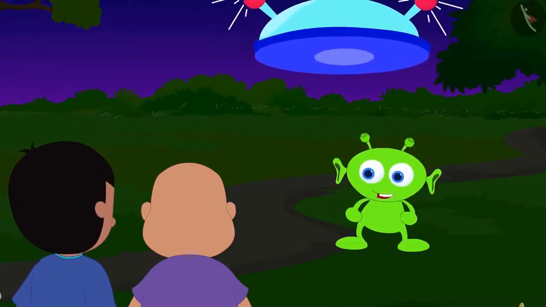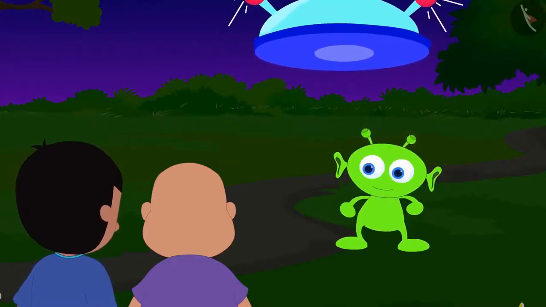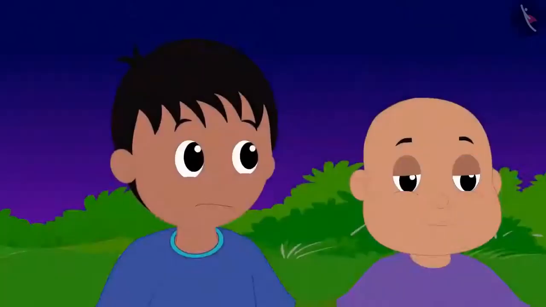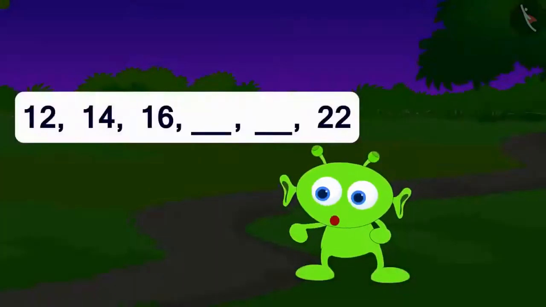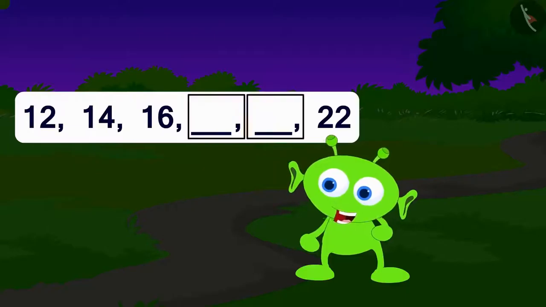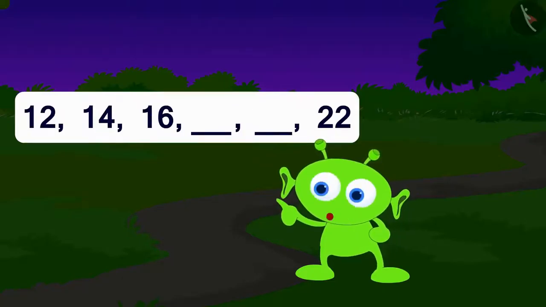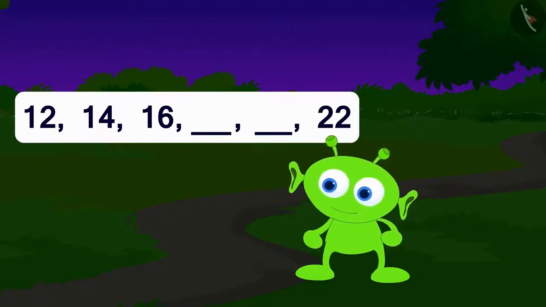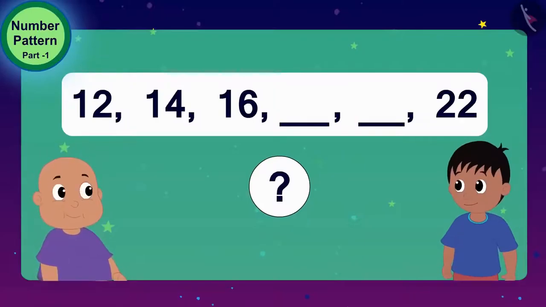But he has one condition. Raju and Bablu will have to solve 2 of his puzzles. Now Raju and Bablu accepted the condition of the alien. "Look, look. Even numbers. Hey, but there are some numbers missing here. Can you find these numbers? This is your first puzzle." The alien told Raju and Bablu. Children, can you help Raju and Bablu in filling the blanks?